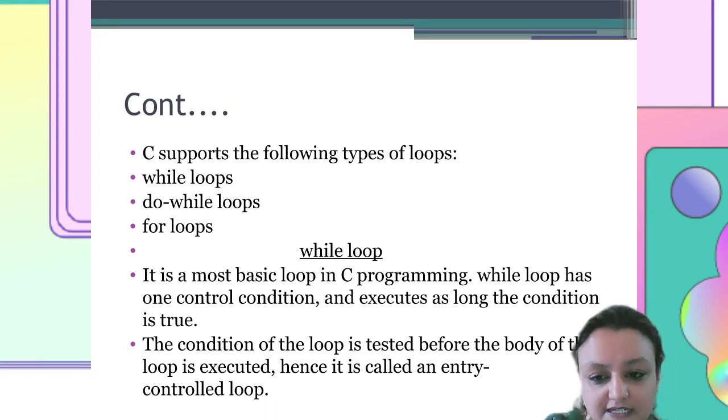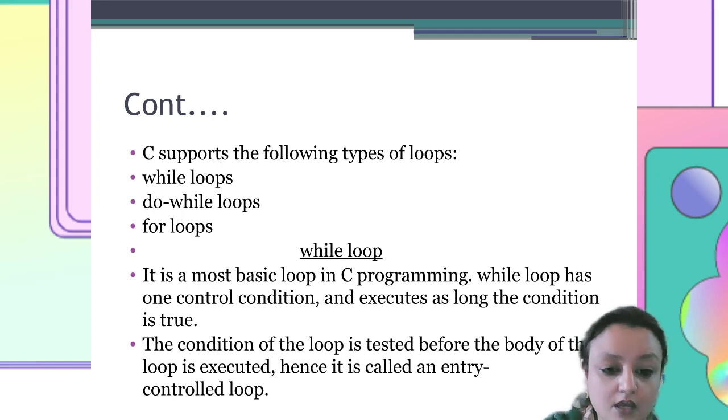So in the second part, I was discussing the while loop. It is the most basic loop in C programming. While loops have one control condition. Now what do you mean by control conditions?